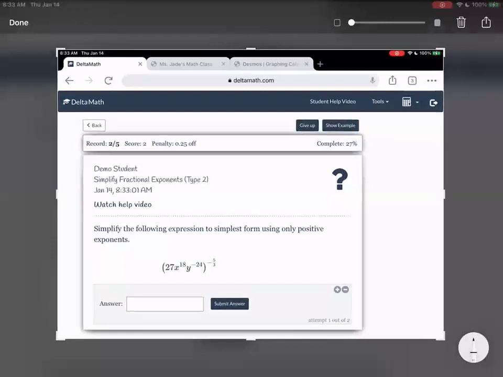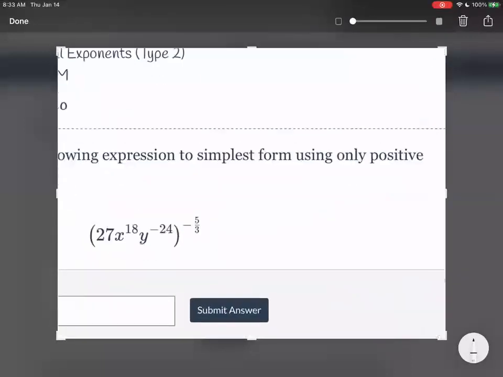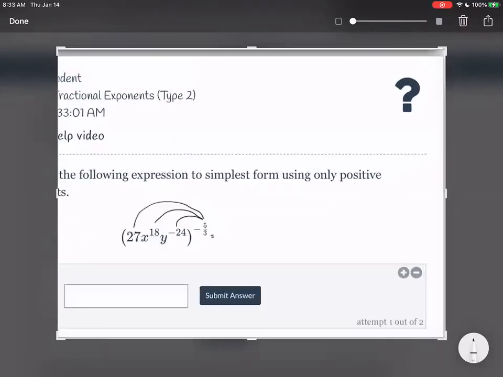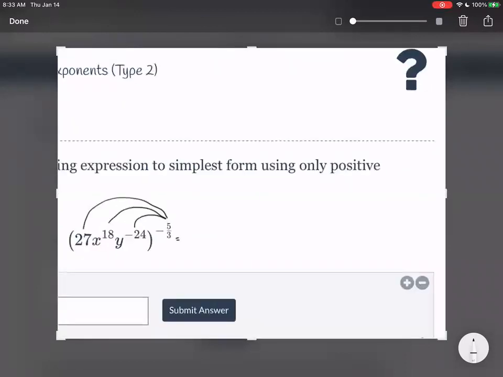Okay, 27, x to the power of 18, y to the power of negative 24, all to the power of negative 5/3. We are going to distribute, distribute, and distribute. Maybe I could write up here to give me more space. Okay, 27 to the power of negative 5/3 times x to the power of 18 to the power of negative 5/3 times y to the power of negative 24 to the power of negative 5/3.